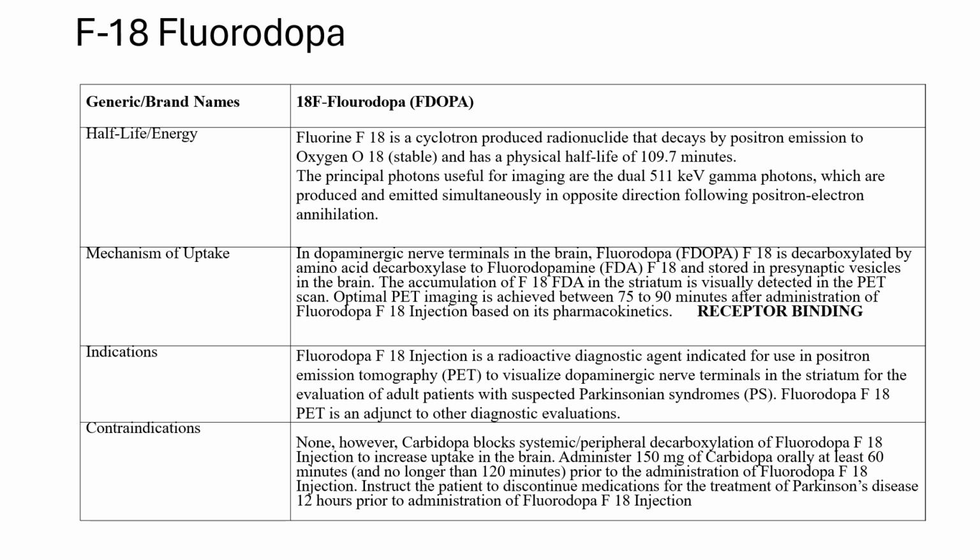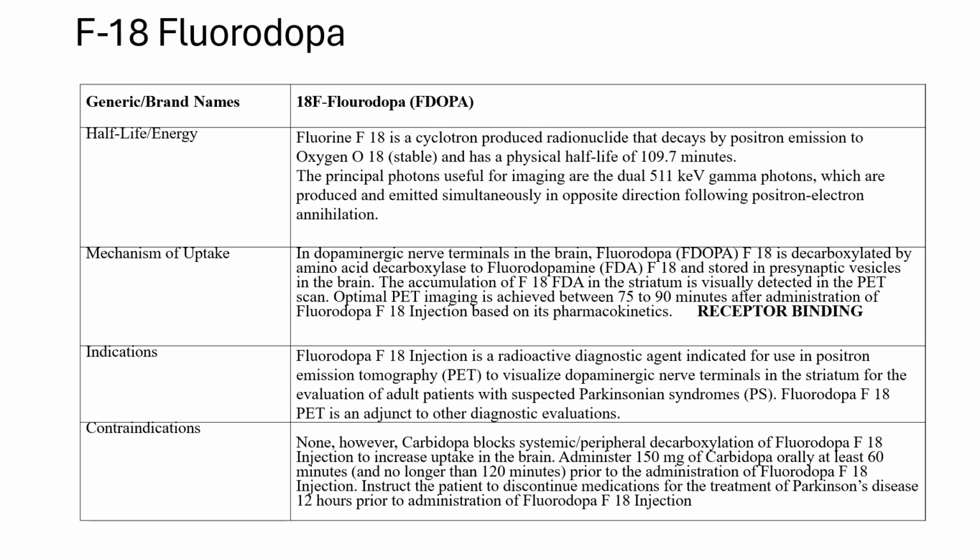Optimal PET imaging is achieved about 75 to 90 minutes after administration of the F-DOPA. The method of localization is receptor binding because it's binding to the dopamine transporter receptors. It's used to visualize the dopaminergic nerve terminals in the striatum for evaluation of adult patients with suspected Parkinsonian syndromes. There are no absolute contraindications to an F-DOPA study.